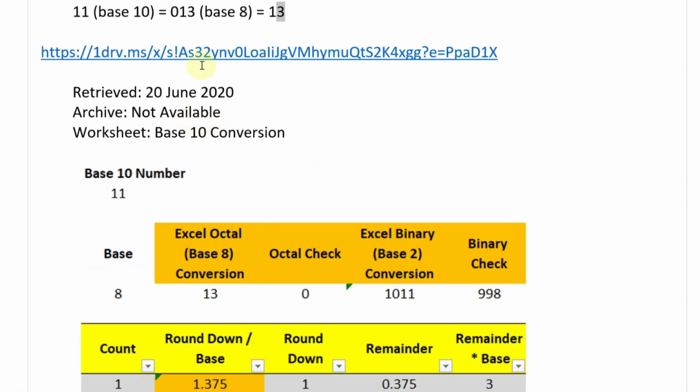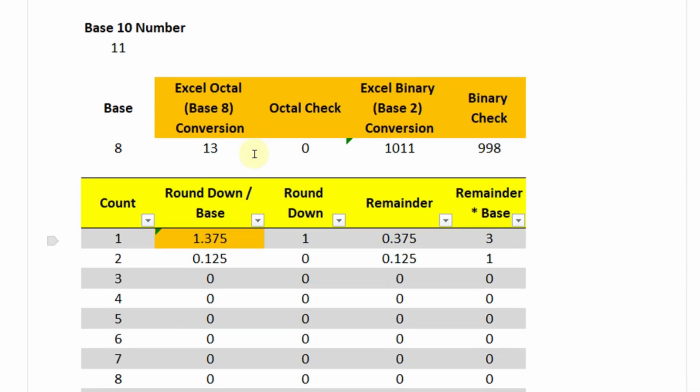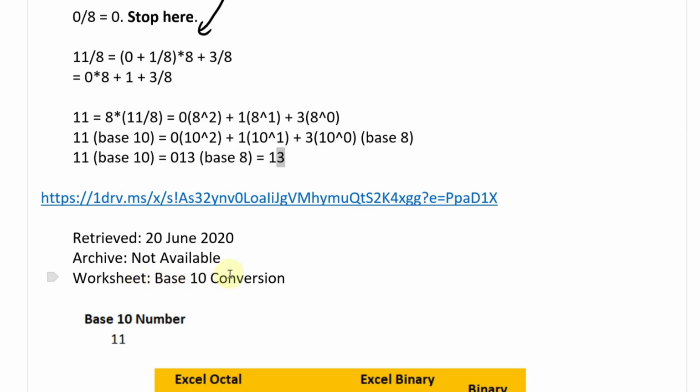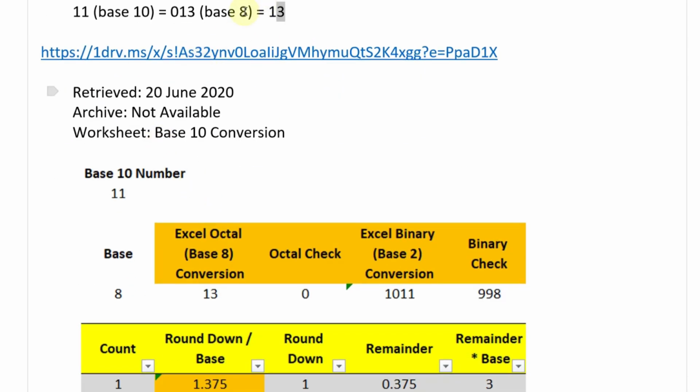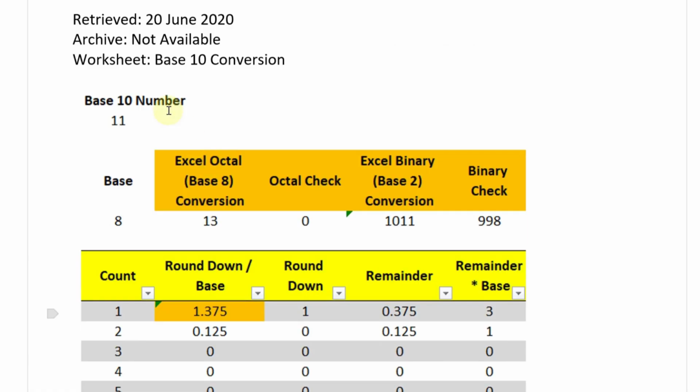Here's the Excel sheet. There's a link to it. And here it's in the worksheet base 10 conversion. So yes, keep hold of this one. I'm going to use this Excel sheet in this video throughout, and likely the future videos. So we have a base 10 number. Here's the exact procedure. We have a number 11 like here, and there's the base. We want to convert this into base 8, and this is base 10 there. And it's number 11 base 10.